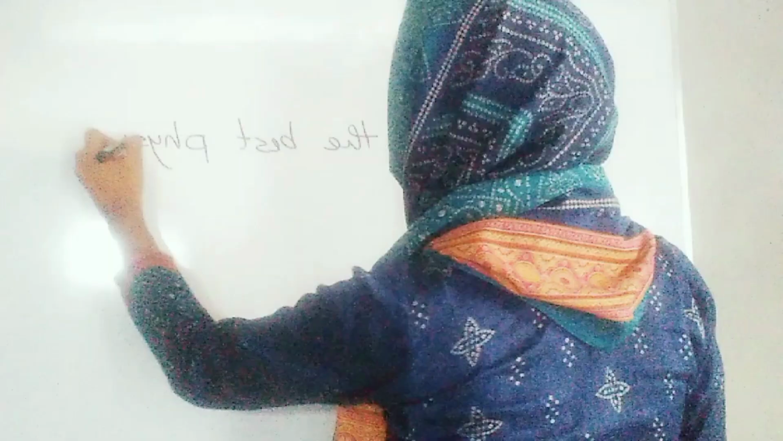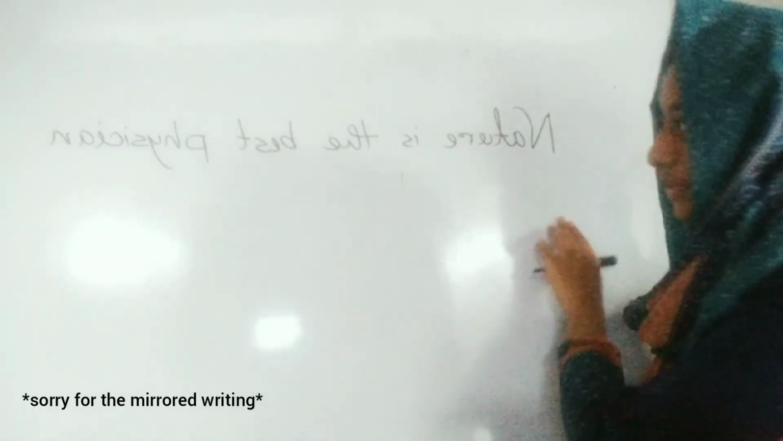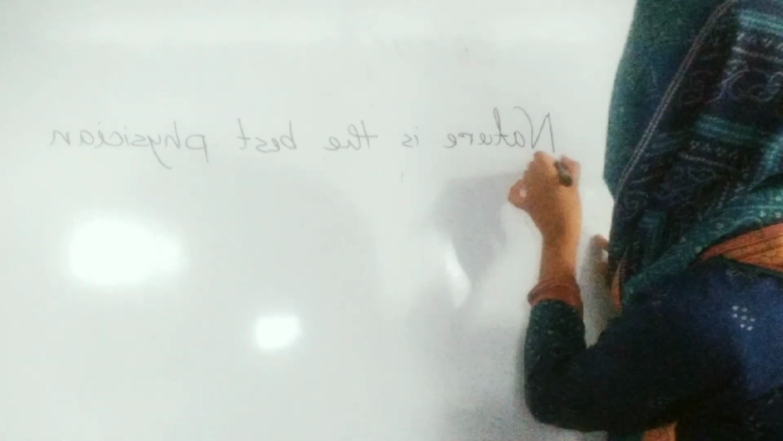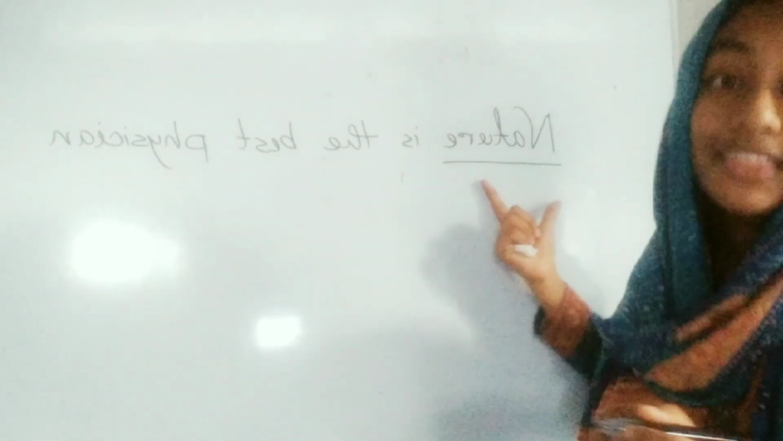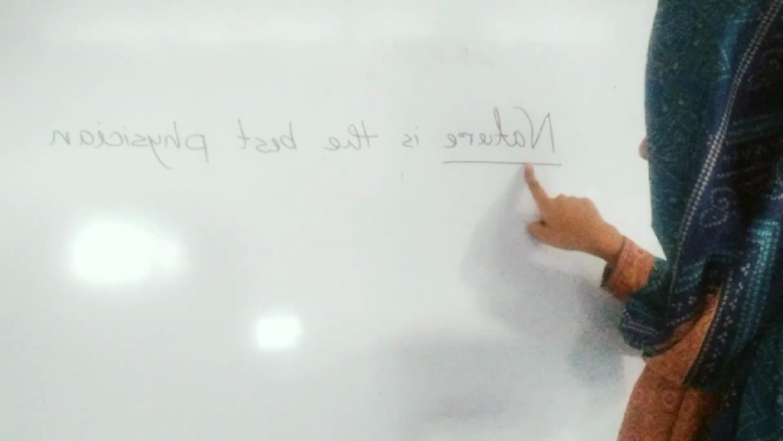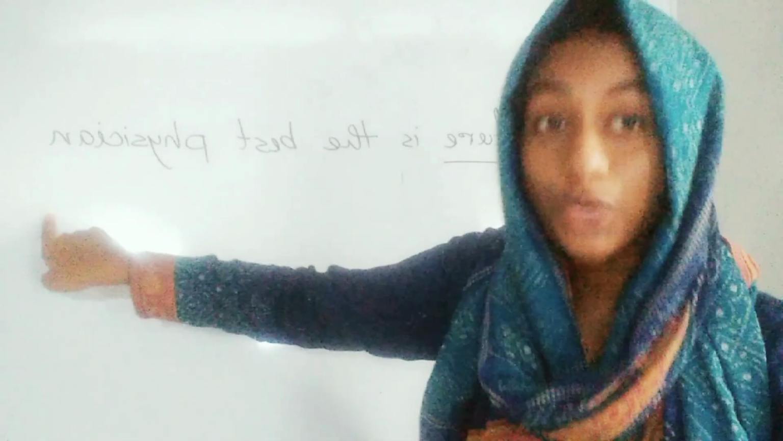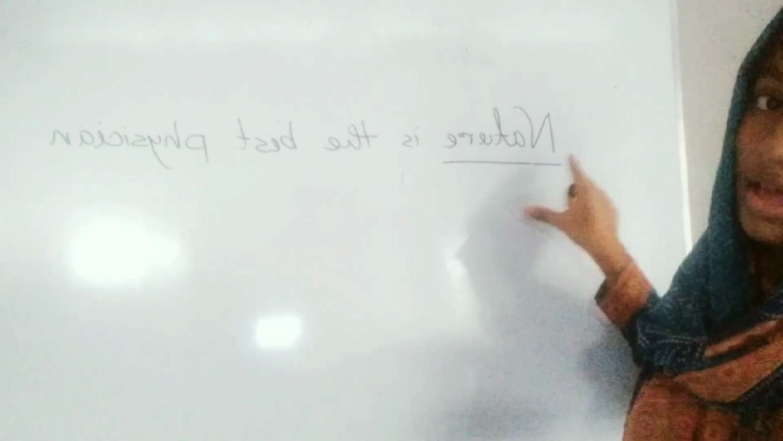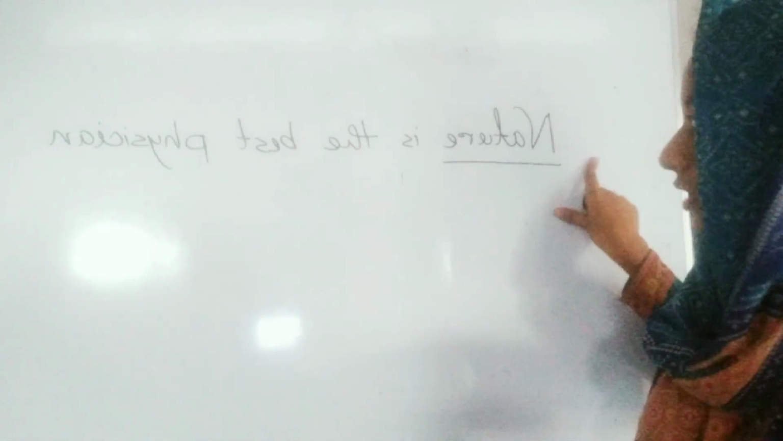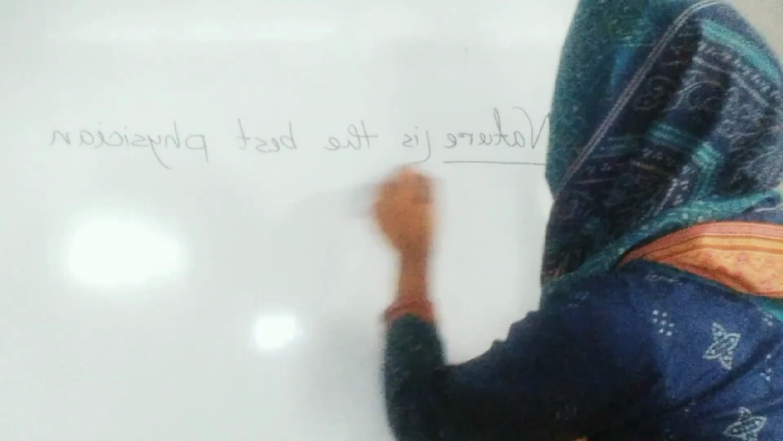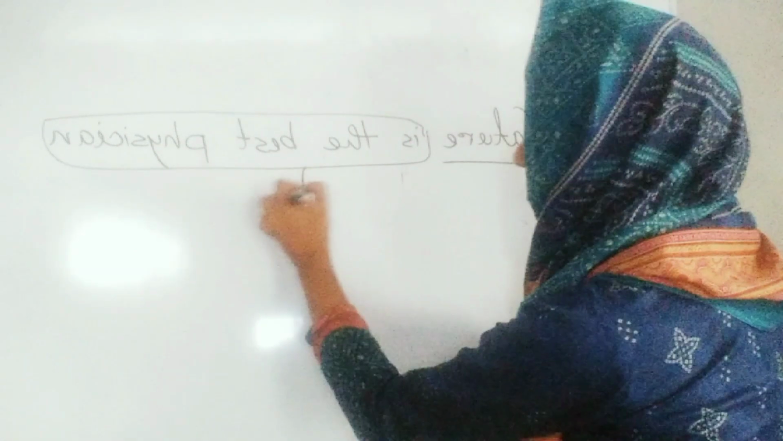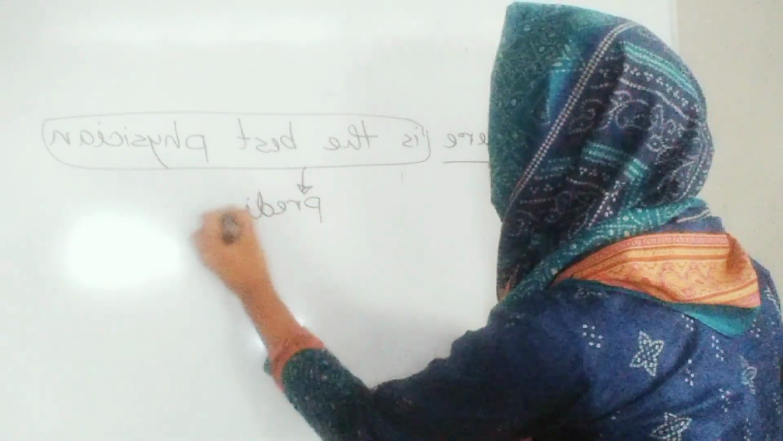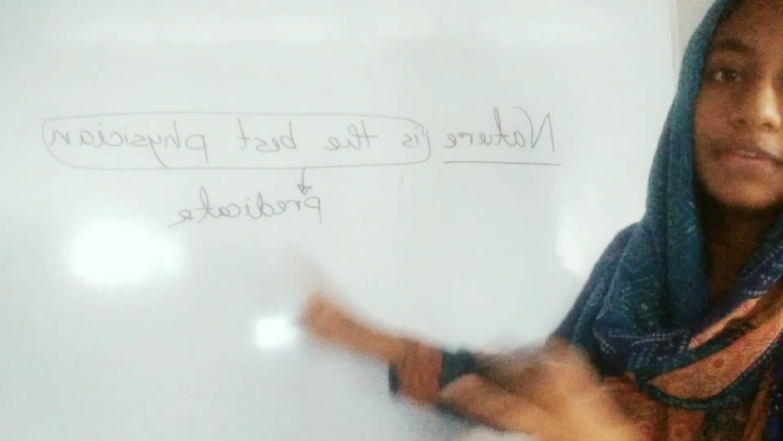So let me give you some examples. The example is: nature is the best physician. In this sentence, we see nature is the subject of the sentence, as we are naming the thing, that is nature in this sentence. We are saying that nature is the best physician. So we are saying something about this subject, that is nature. When we say something about that subject or explain something, we add something to identify the subject, that is known as the predicate of the sentence. So "is the best physician," this whole part is the predicate of this sentence.